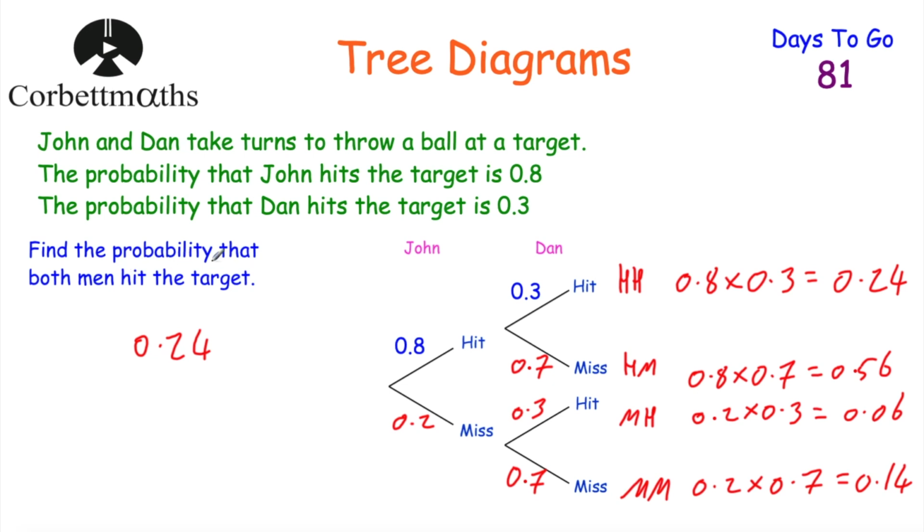So the first question says, what's the probability that both men hit the target? The answer would be a hit and a hit, that'd be 0.24, and that's it. Okay, now let's have a look at our next one.